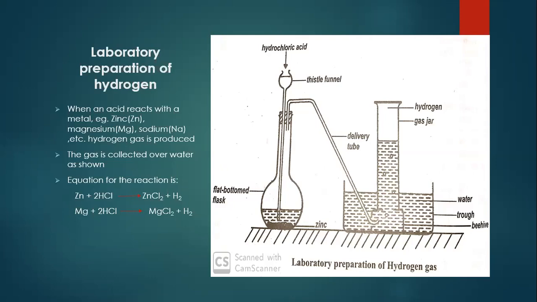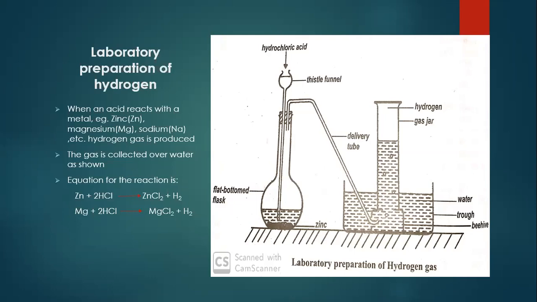from the reaction between an acid and a metal passes through the delivery tube. If you notice on the diagram, there's a cork that holds the flat bottom flask in place so that the gas will not escape. So it passes through the delivery tube, then through the beehive shelf, then the gas is collected in the gas jar. So when the acid reacts with the metal, hydrogen gas is produced. It's collected over water as shown in the diagram, in the gas jar.